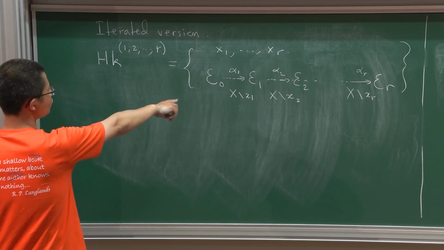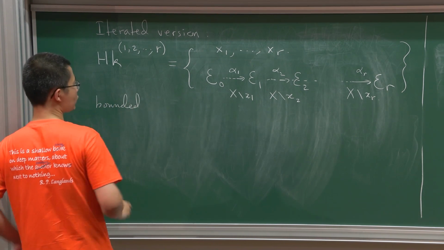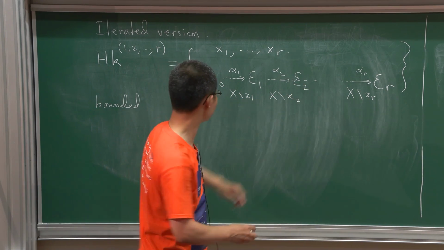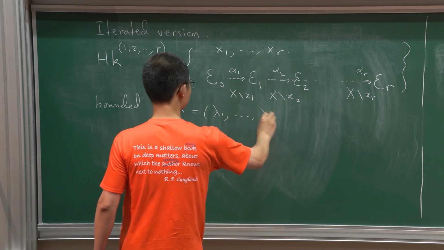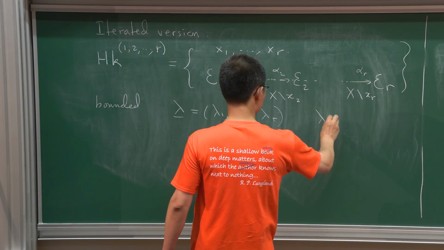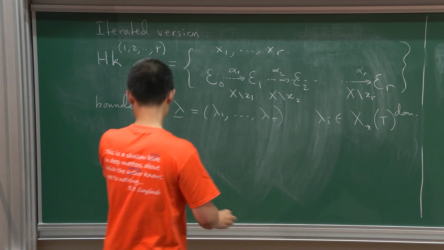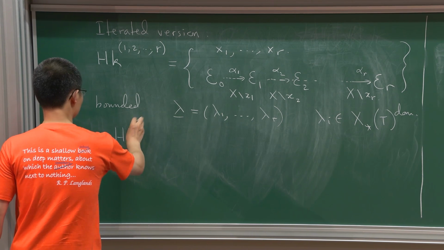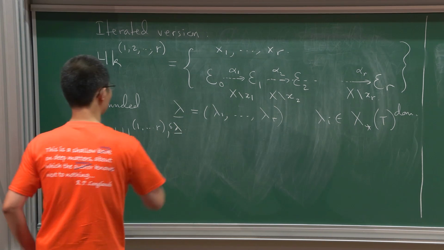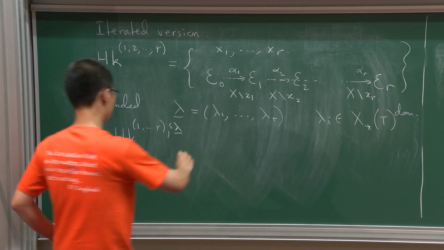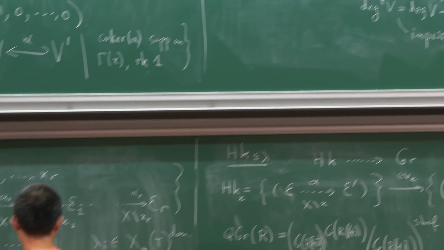And then it's easy to define the bounded version. You just need to put a bound in each step. So you need to specify some lambda, now a tuple of dominant co-weights. So that gives some bounded iterated version of Hecke. And then using the same Cartesian diagram, we get Shtukas.